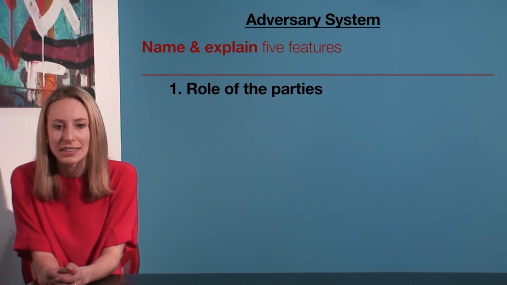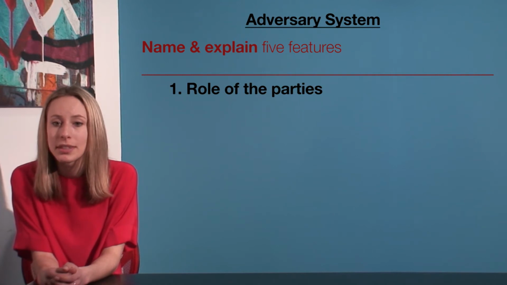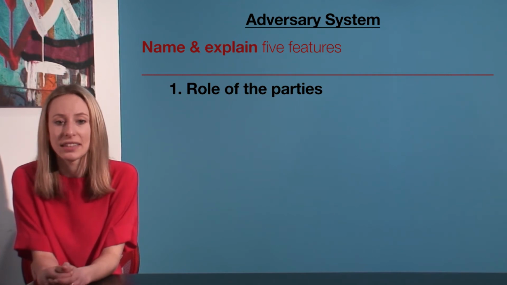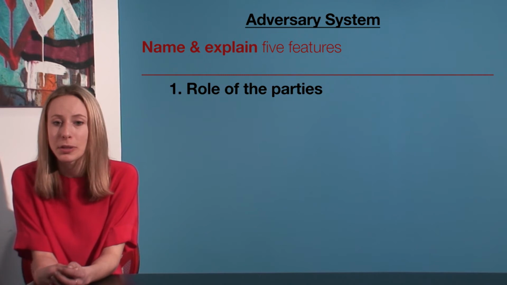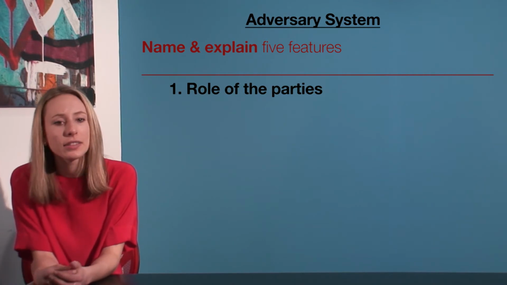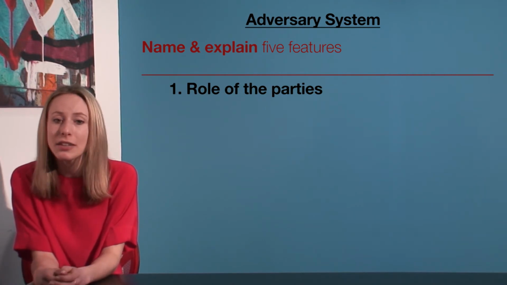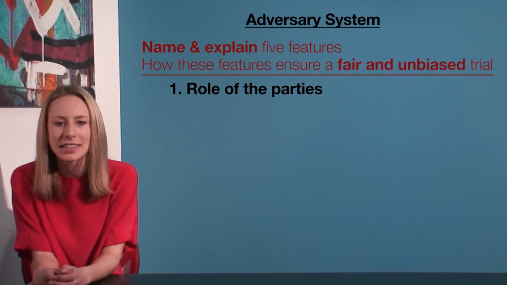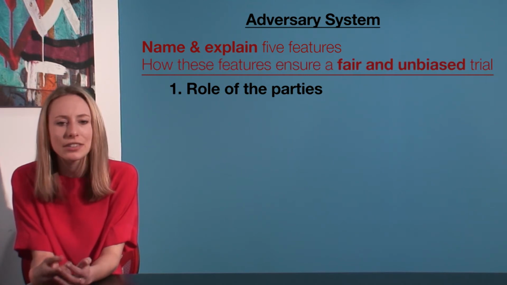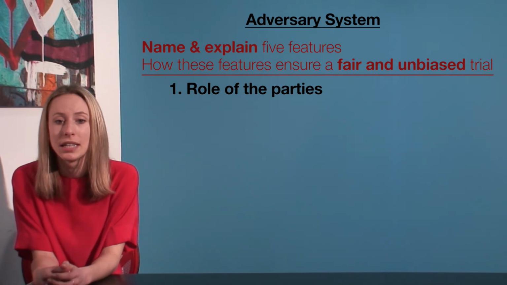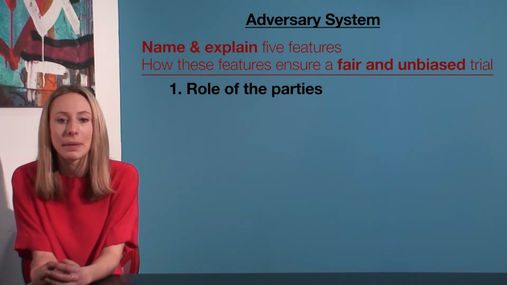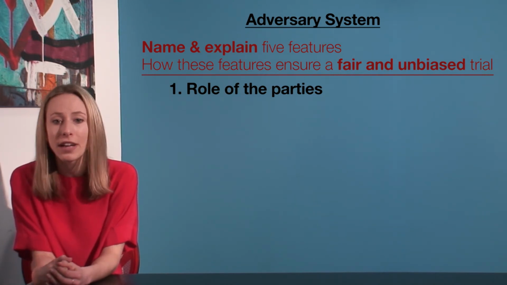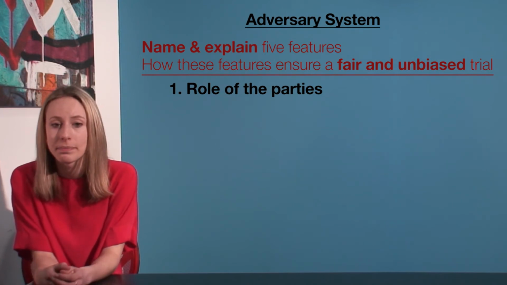The role of the parties. In the adversary system, the parties have full control over proceedings. This means that they are responsible for pre-trial procedures and preparation and presentation of their cases. They gather evidence, organise witnesses, as well as organising the time and place of the hearing. The theory behind the extensive role of the parties is that it allows them to present the best case possible, and if parties can present the best case possible, the trial will be fair and the truth will come out.